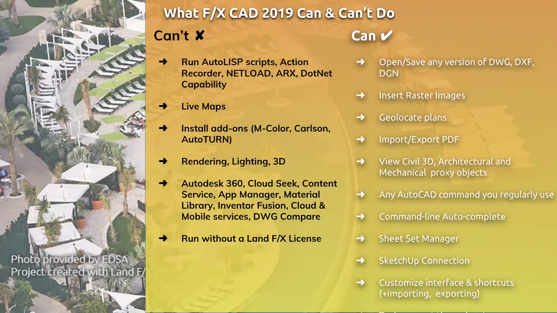It can open and save any version of DWG, DXF, DGN, all of that. It can save DWTs as well. And since it's the latest version, 2019, it can do that 2018 file version as well. You can insert anything, basically raster images. You can geolocate plans. You can import and export PDFs. You can also view Civil 3D, which we will show, and other proxy objects. And you can use any other AutoCAD command you regularly use.